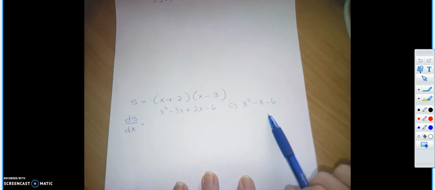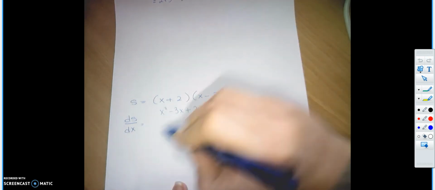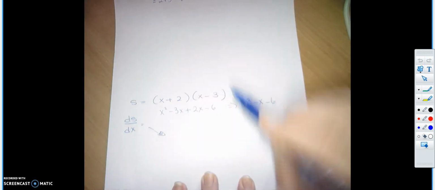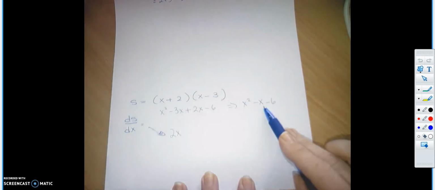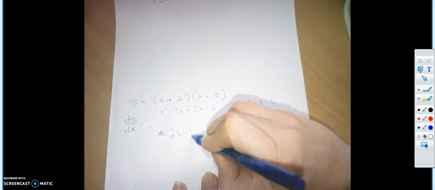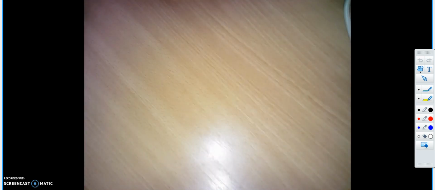If I want to differentiate that, I'm differentiating this. My x squared will become 2x. My minus x becomes minus 1. And my minus 6 is gone. Okay? So they're your basic calculus. So, in terms of an exam question, if they ask you dy dx or anything like that, that's what you're doing.